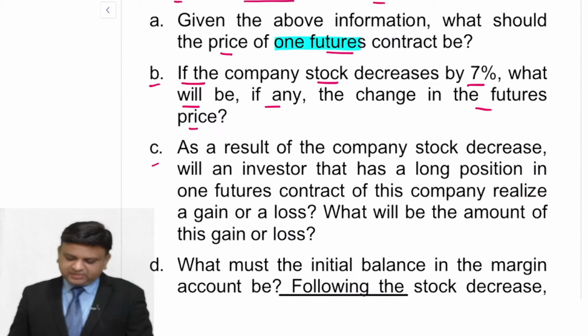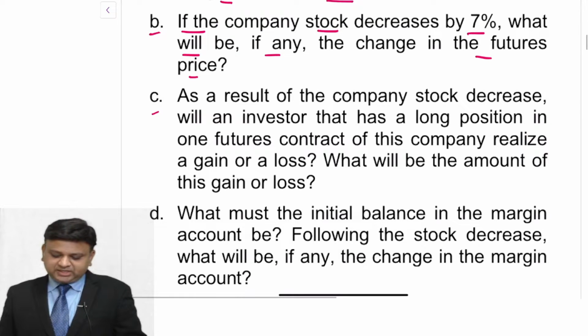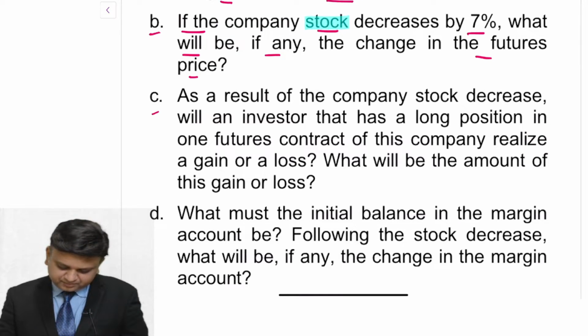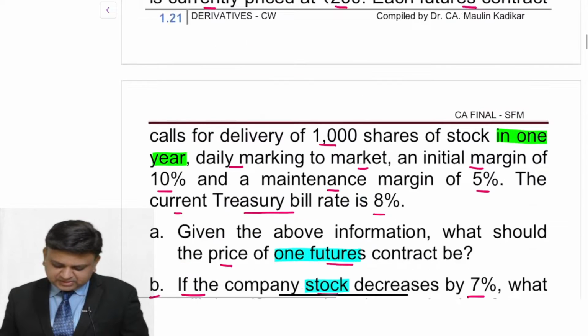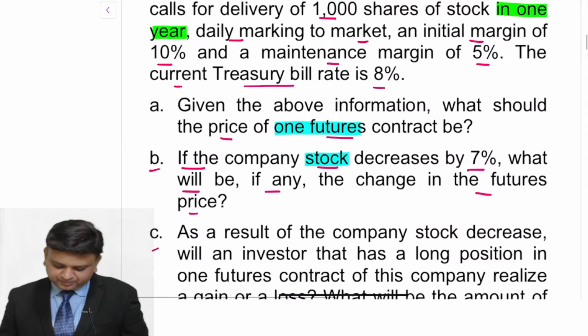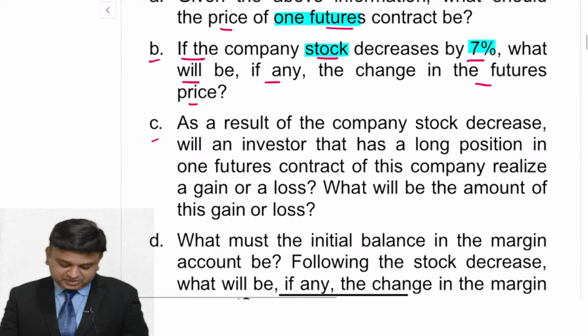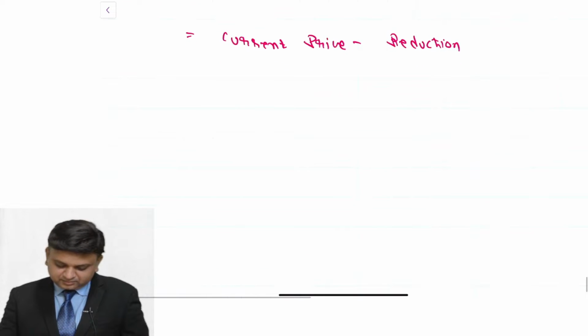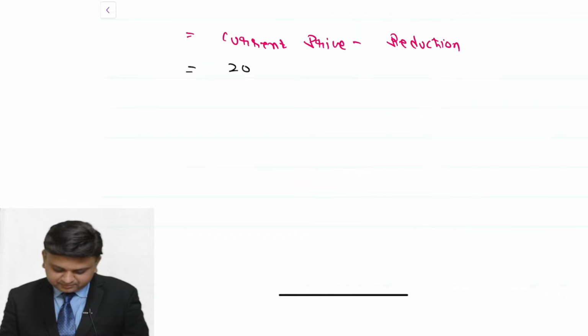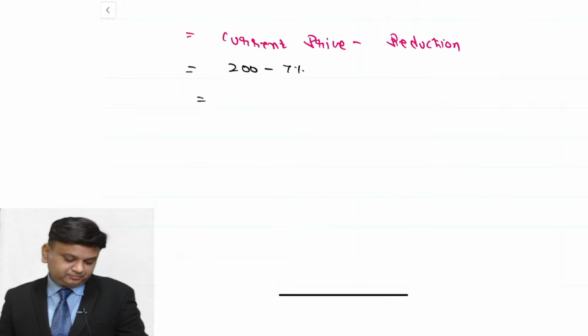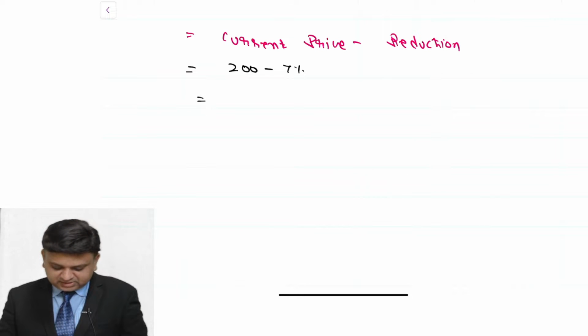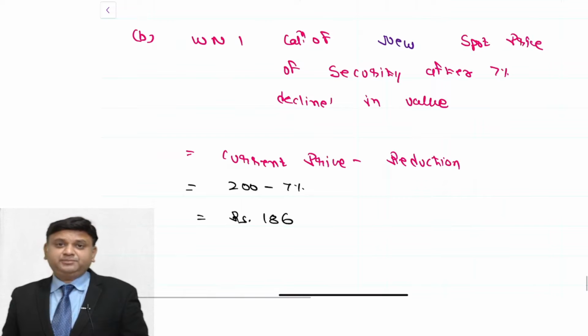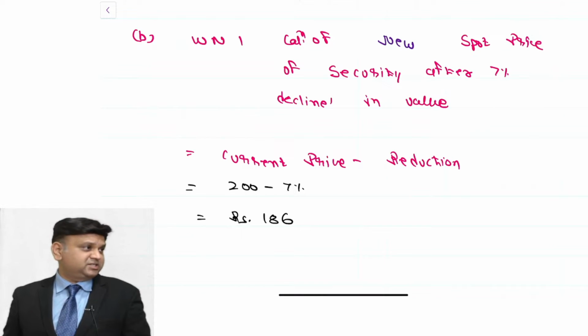See, language of the question is very clear. If the company's stock decreases by 7%, what is the spot price of the security right now? It is 200. What will happen? It will reduce by 7%. So it is 200 minus 7%. That comes to 186. So the question says that the price of the security falls to 186.